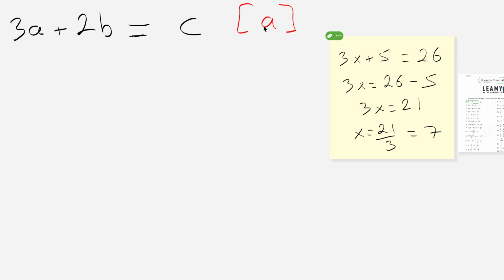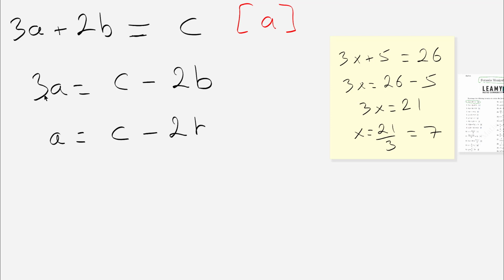So I want to isolate the letter a. Therefore, I need to subtract the 2b to the other side to begin with. So my first step will be 3a is equal to c minus 2b. Now, how do I go from 3a to a? Well, I have to divide by 3. So therefore, dividing both sides by 3, a would be c minus 2b, all divided by 3. So that's fairly straightforward. I hope you agree.